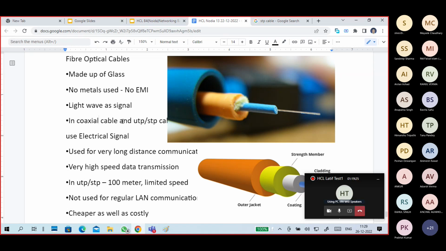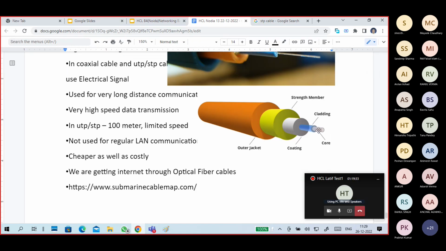Okay, guys, this is a fiber optical cable. Fiber optical cables are made up of glass. If you see, there is a center called the core, and the core is covered with a cladding. So the core and cladding are the main parts.